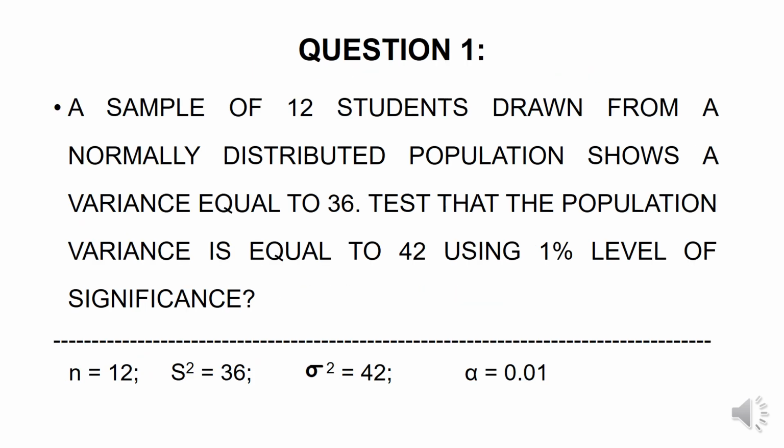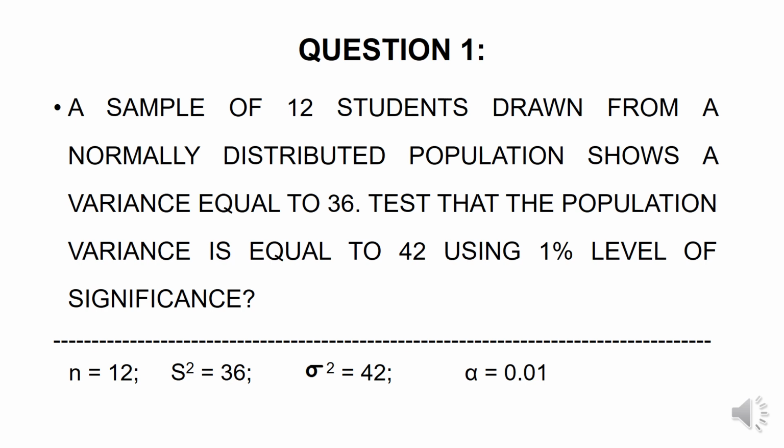Now, with the understanding which we have gained in the earlier part of this video, we'll solve a few numericals. On your screen, you have question number 1, which details that a sample of 12 students drawn from a normally distributed population shows a variance equal to 36. You are required to test that the population variance is equal to 42 using a 1% level of significance.